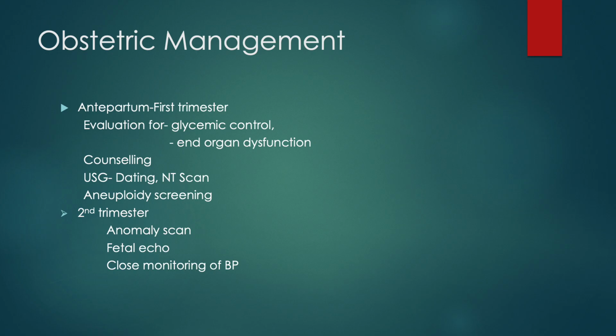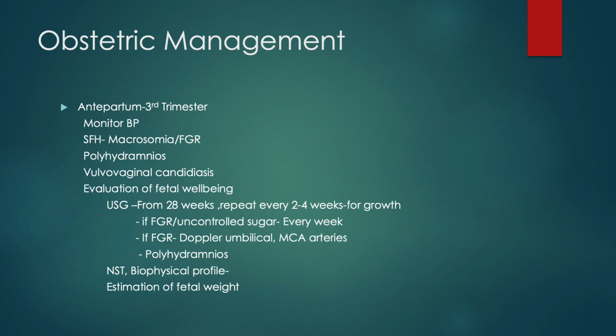In the second trimester, as usual, you have to do an anomaly scan, and since these patients are more prone to congenital anomaly, with cardiovascular abnormality being the most common, they are in need of a fetal echo at about 24 weeks. And there is a high chance of developing preeclampsia in this patient. So close monitoring of blood pressure is also necessary. In the third trimester, close monitoring of the BP should be continued, and special attention should be given to the symphysis fundal height to detect macrosomia and fetal growth restriction.